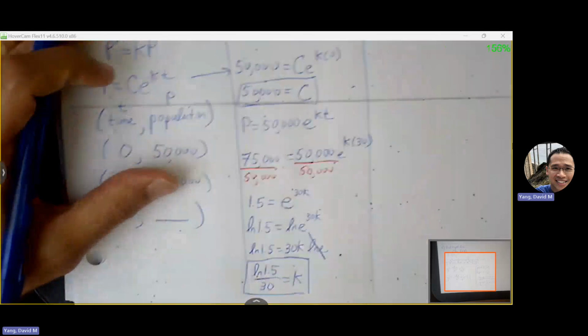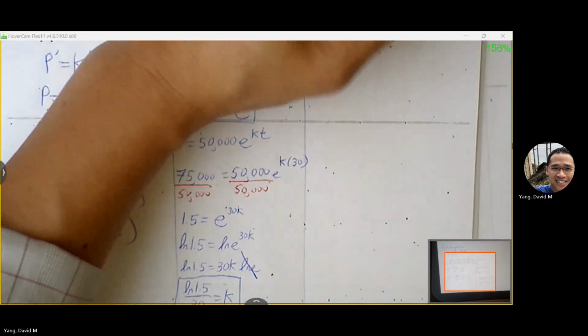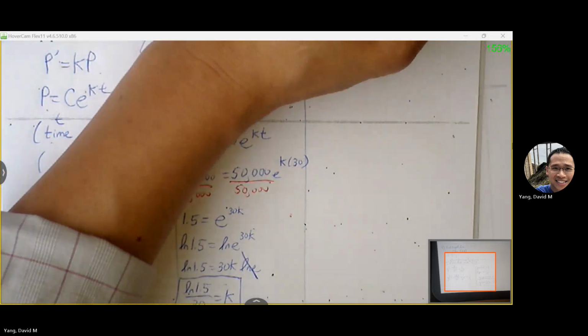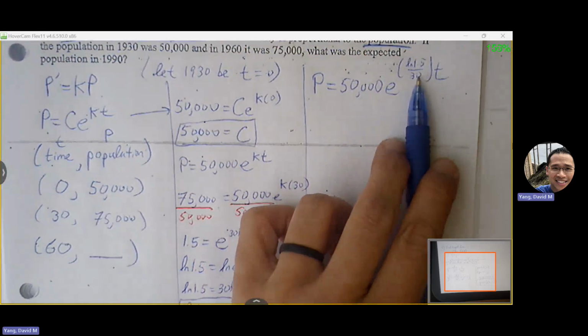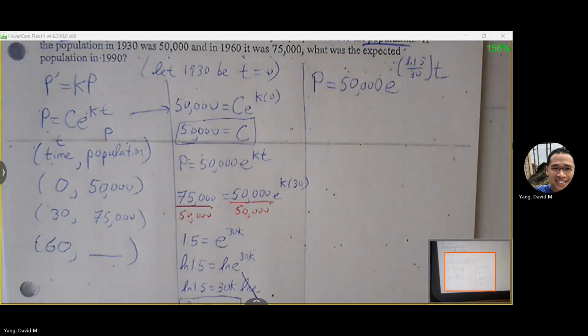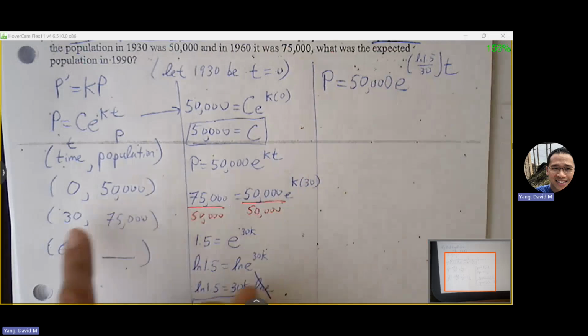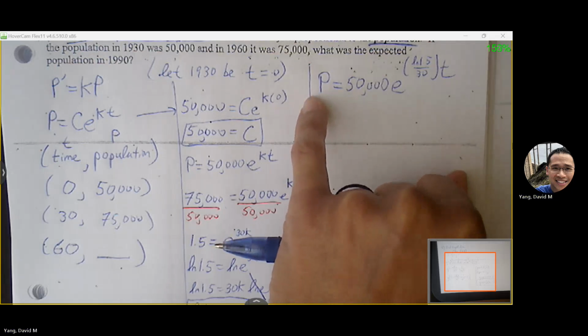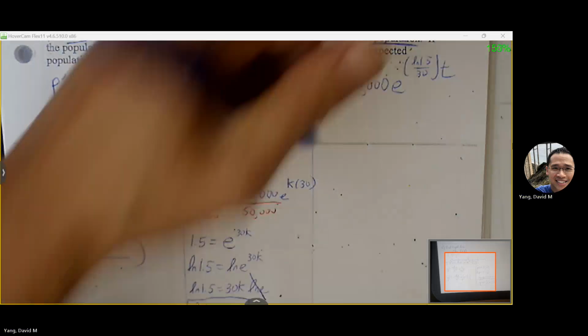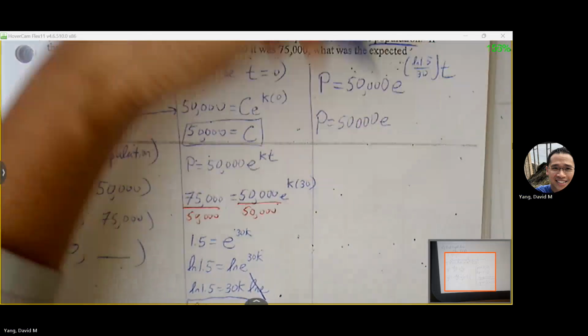We can now update our equation with our C and our K replaced. So P is equal to C e to the k times t. And now we can use this to predict our final answer here. We can now insert 60 in for t and figure out what's the expected population 60 years after 1930, which is 1990. And this is just entering in the calculator.